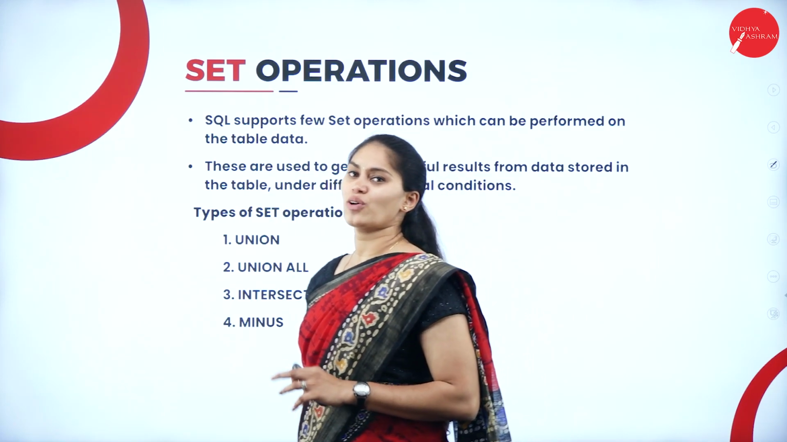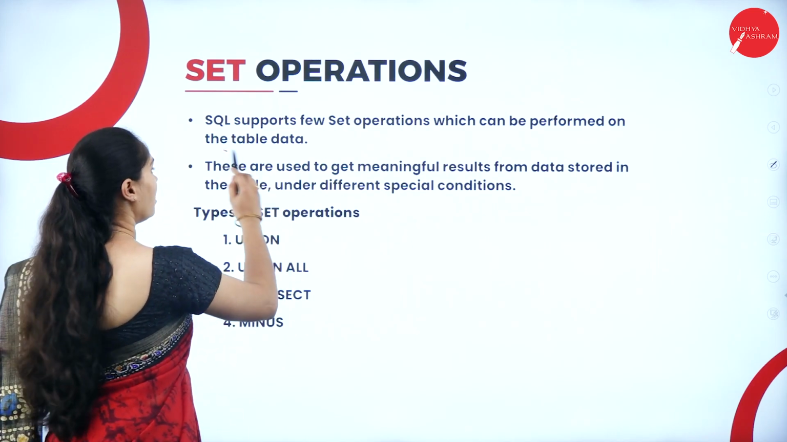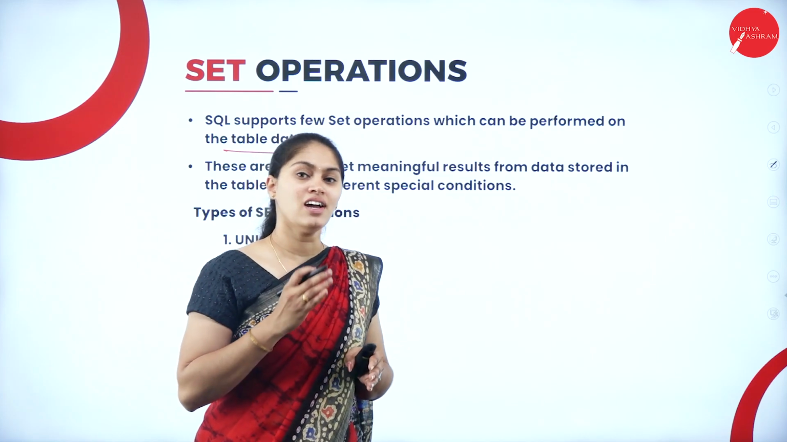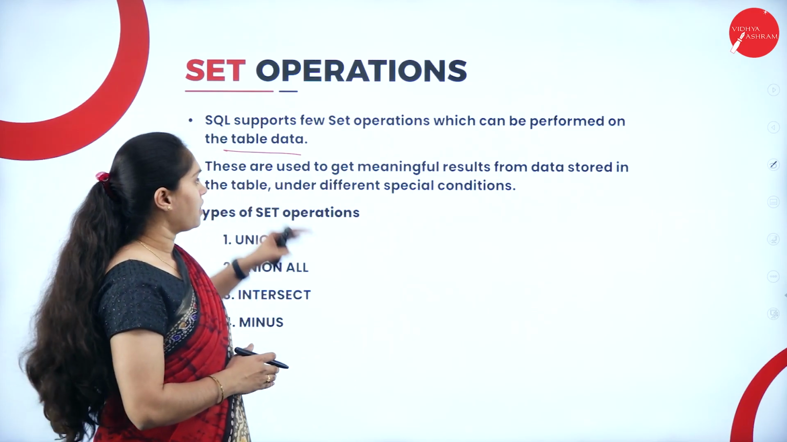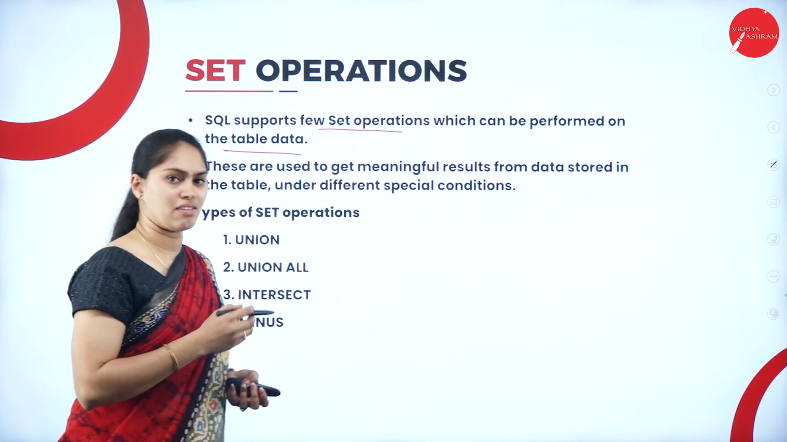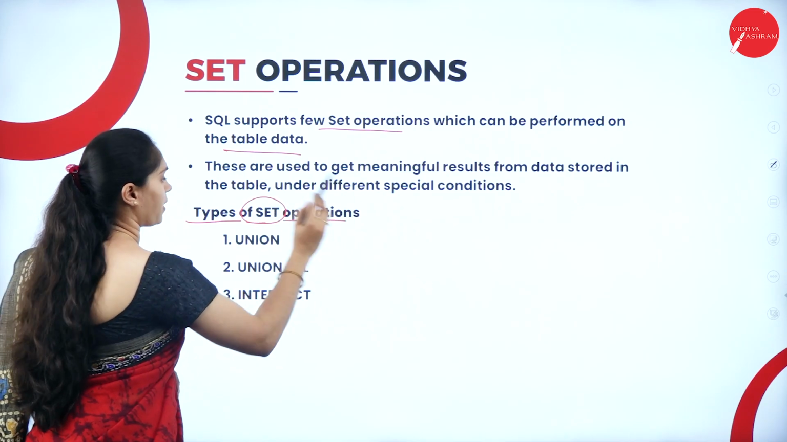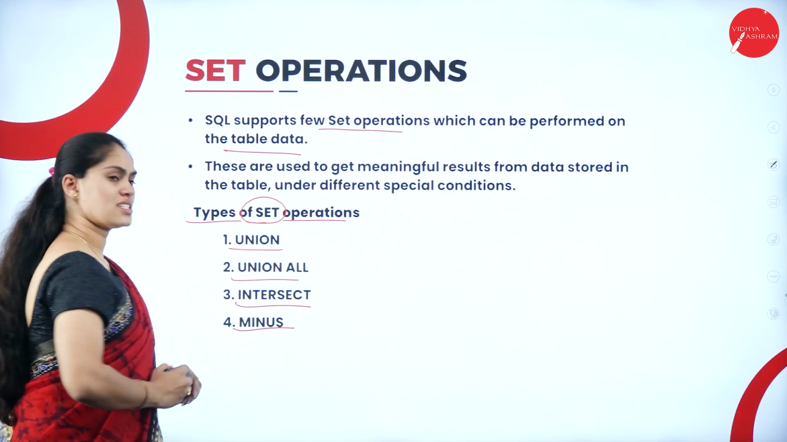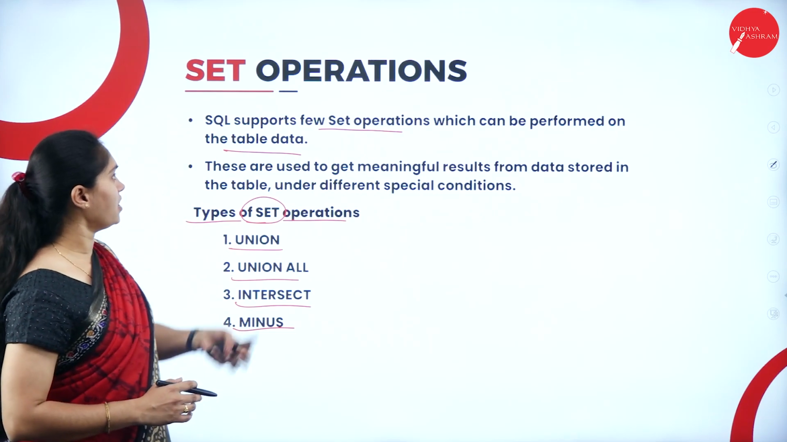In SQL we have several set operations which can be performed on table data. We have a table with rows as well as columns, and the data and information present in the table. So we can perform some set operations on the data we have in a table. You can see the types of set operations here: union, union all, intersect, and minus. We'll see each type of set operation in detail.